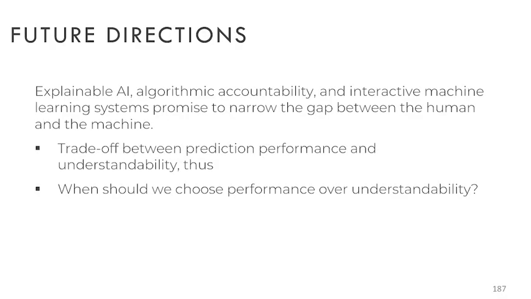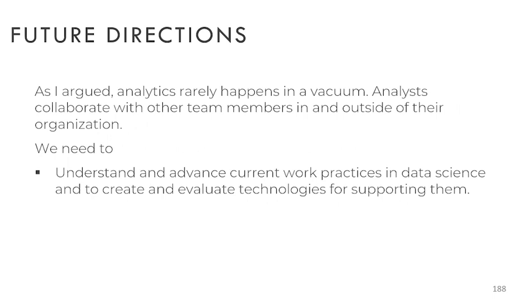So some of the future directions, I think, is to try and gain a better understanding of trade-offs between prediction performance and understandability. If we think about this field of explainable AI and visualization and algorithmic accountability and so on. This field, when you think about that, I think that's all the interesting aspects. And I think it's interesting to consider, when should we choose performance over understandability? So we have a complex machine learning model, but we can't really communicate it well with visual representations. Is it sometimes that we should still choose that, or is it always the better choice to choose a model that are more easily explainable and have a nice visual representation for it?